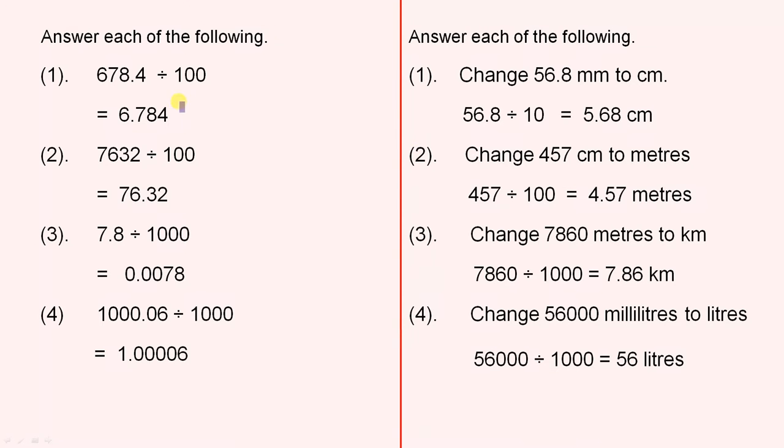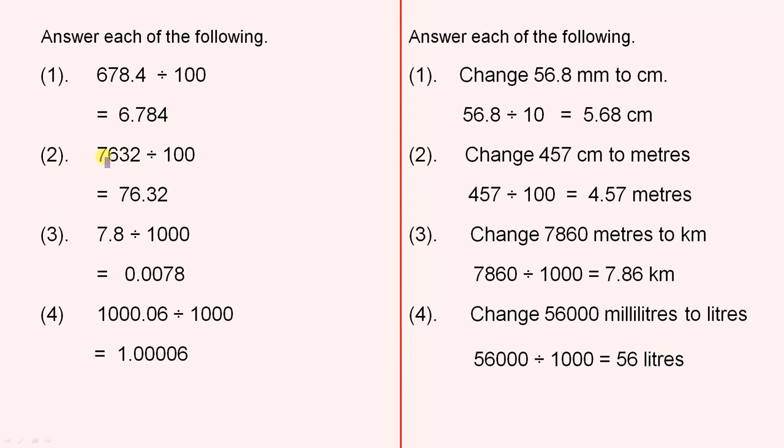Answer each of the following. 678.4 divided by 100. When you divide by 100, you move the decimal point two places to the left. So it's 1, 2, so it goes in between the 6 and the 7, so it's 6.784. Again, we're dividing this number here by 100.